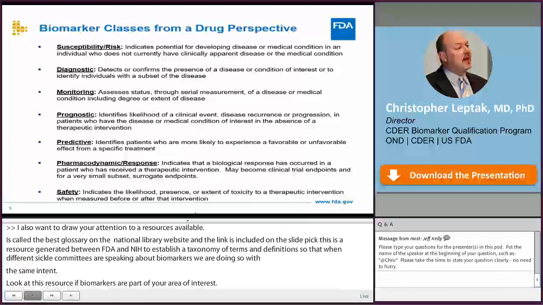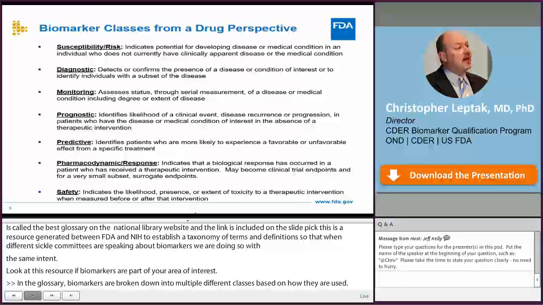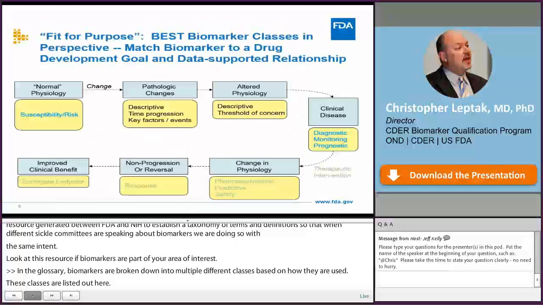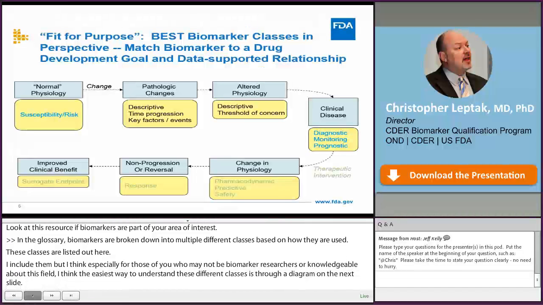These classes are listed out here. I include them, but I think especially for those of you who may not be biomarker researchers or are knowledgeable about this field, I think the easiest way to understand these different classes is through a diagram on the next slide. So ultimately, if you think of a person, there's got to be a normal state, and that's what is depicted here in the diagram, the normal physiology.